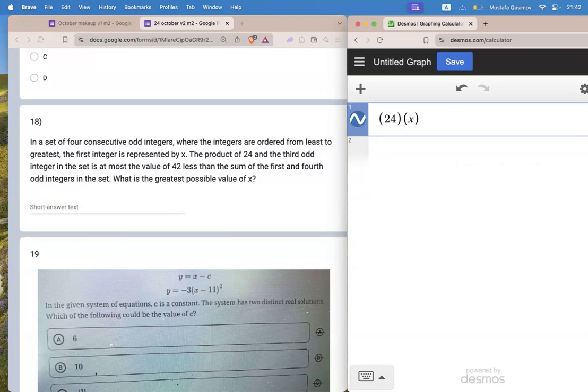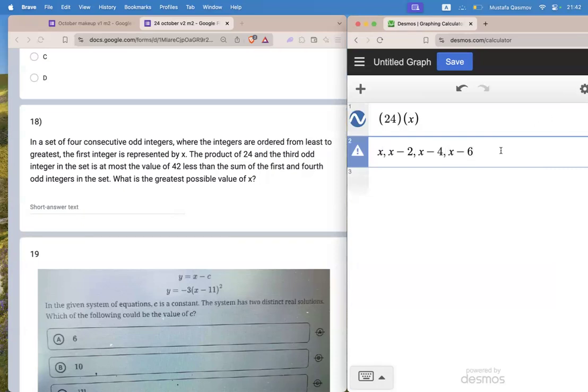24 multiplied by, it says third order integer. It is x, x minus 2, x minus 4, and x minus 6, right? The third one is x minus 4. So 24 multiplied by x minus 4 is at most or at least? At most. At most means like that, less than, minus 42. And the sum of the first and fourth. What's first here?